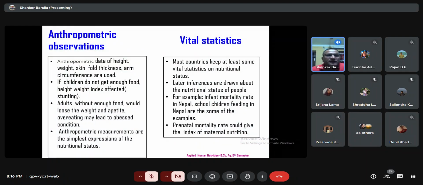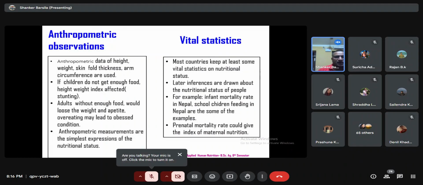So then the other is the anthropometric observations and the secondary data. In anthropometric studies, the data of height, weight, skin fold thickness, and arm circumference are used. And if children do not get enough food, the height-weight index would be affected, or it is a sign of stunting.